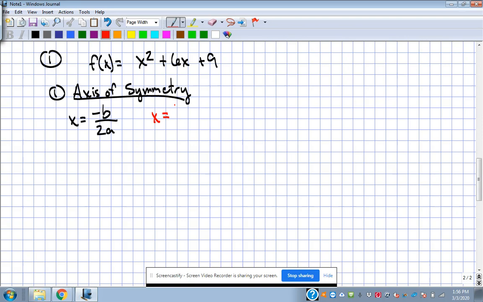What's b in this problem? 6. So negative b would be negative 6 divided by 2 times a. What's a? 1. So we have negative 6 divided by 2, which is negative 3. The axis of symmetry is x equals negative 3. That is the equation of the axis of symmetry.